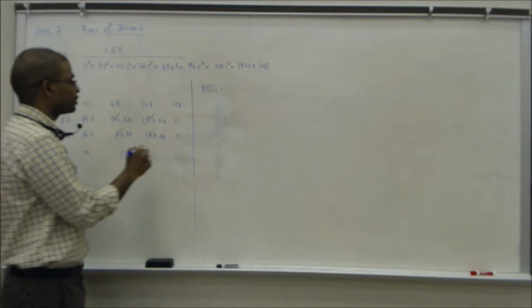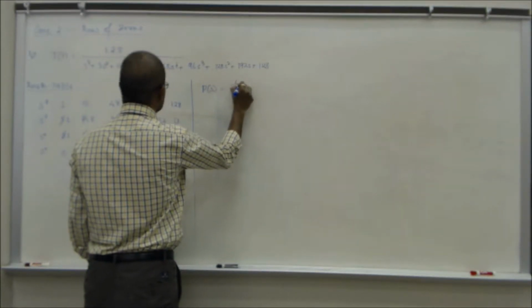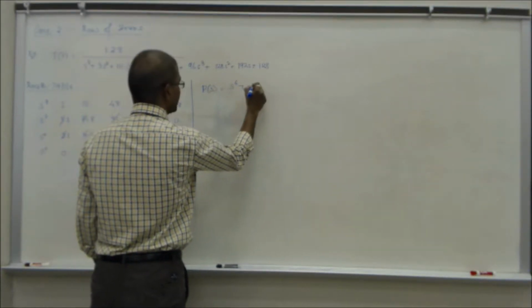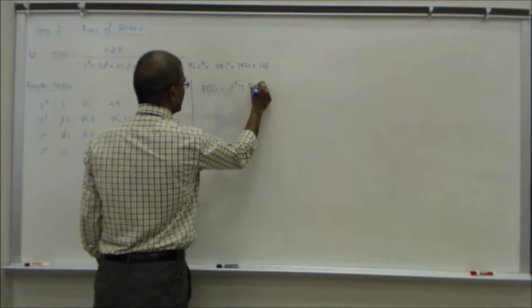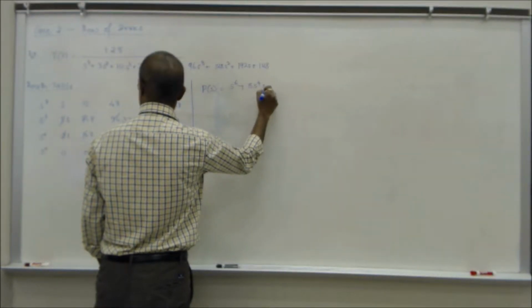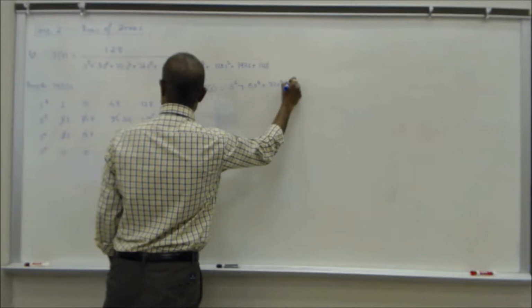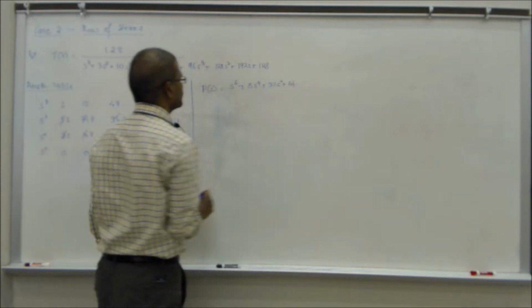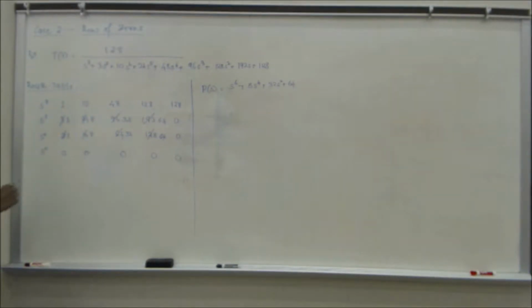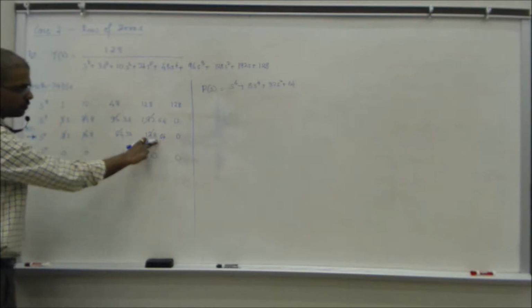Okay? So the polynomial is S6 plus 8S4 plus 32S square plus 64. You see how I got this polynomial? I'm constructing this polynomial. Okay. P of S is this. So you have S6, S4, S2, S0.